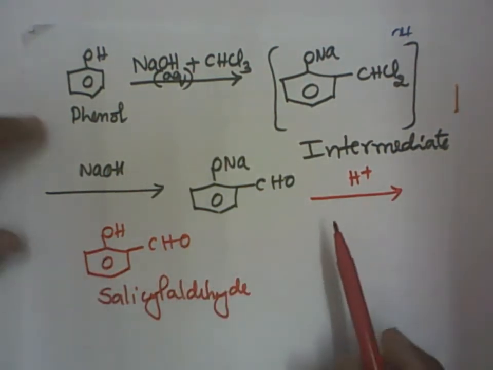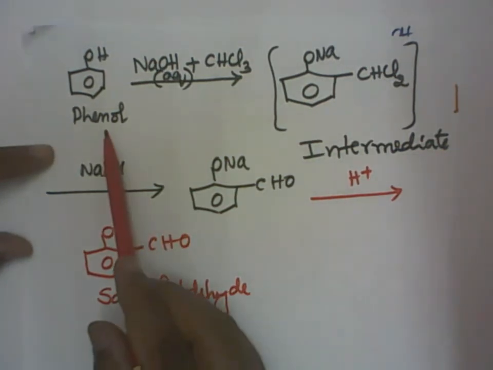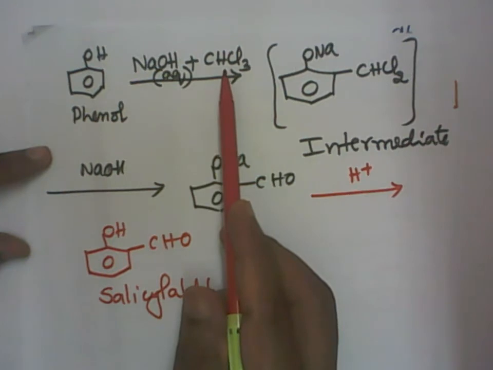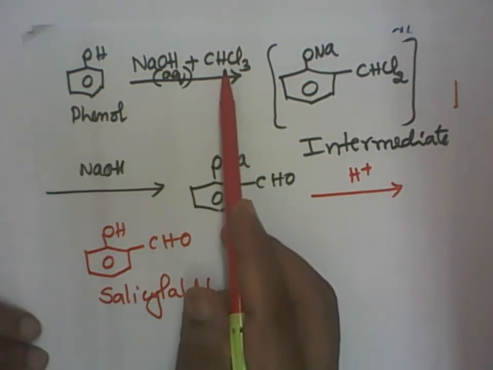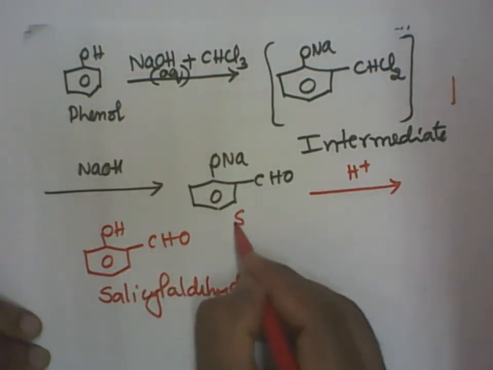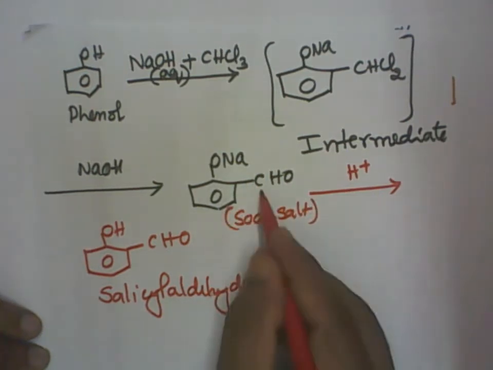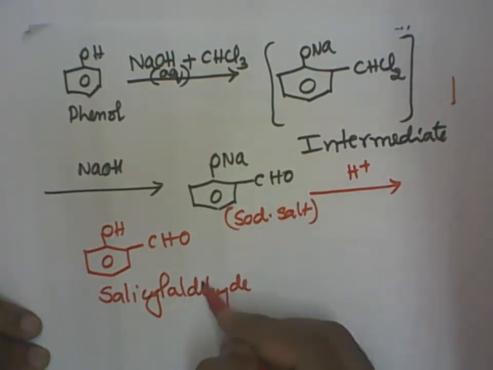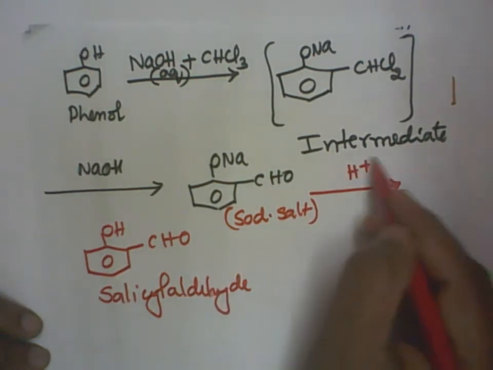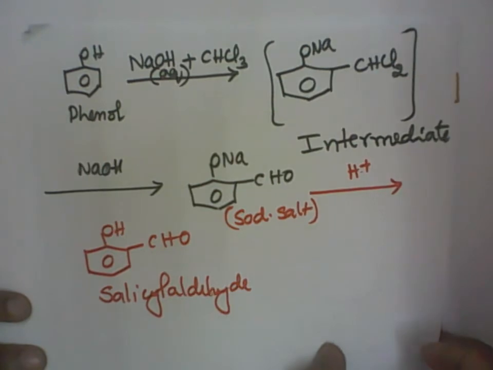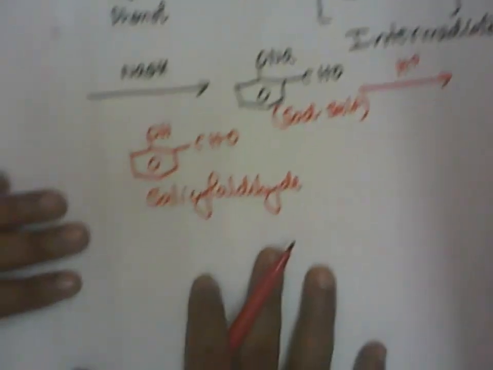How will you explain the reaction in simple words? Phenol reacts with sodium hydroxide and chloroform to give the sodium salt of salicylaldehyde, which on acidification gives salicylaldehyde.